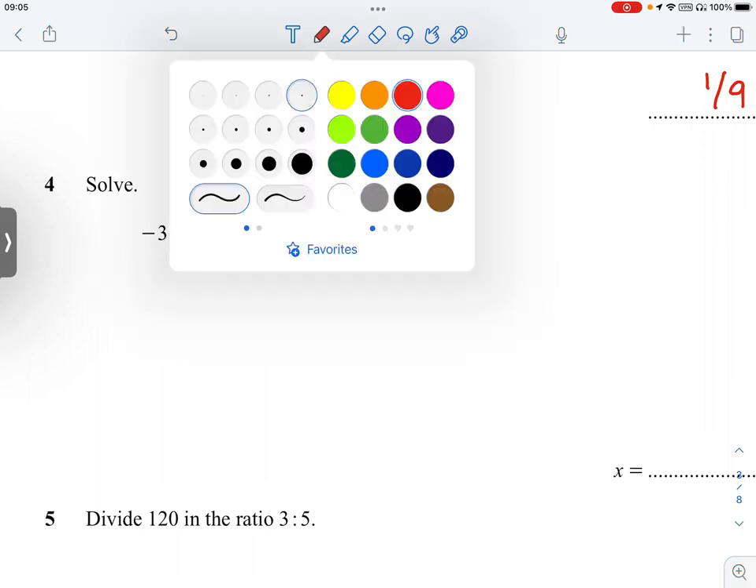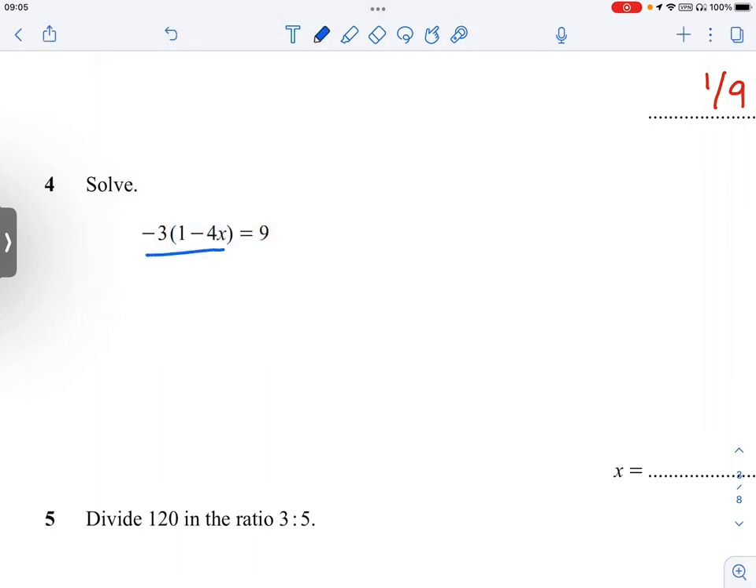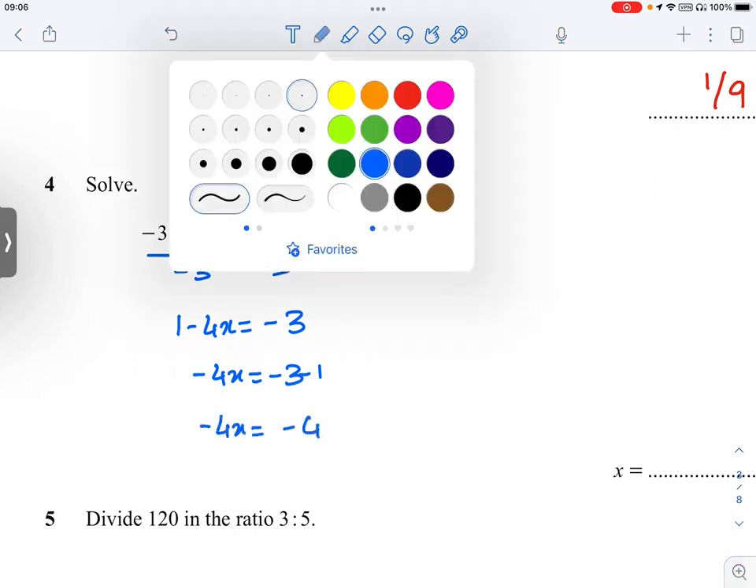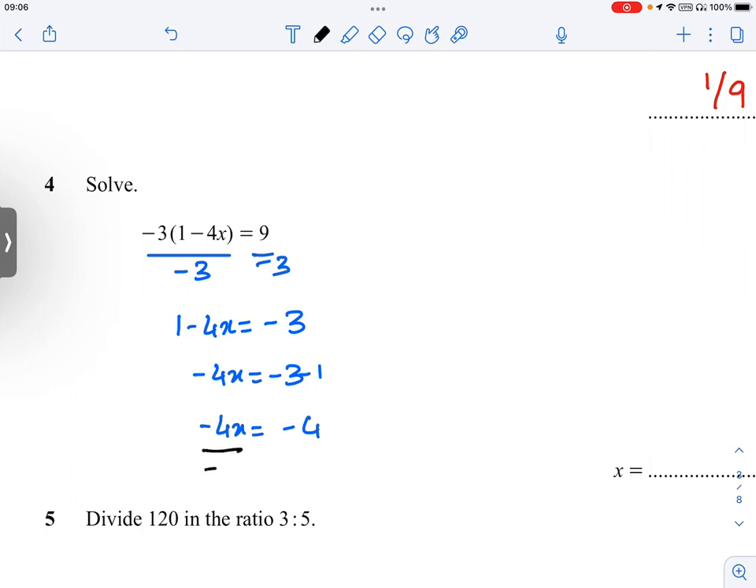Now for the next question, what we are going to do is divide by negative 3 on both sides. So 1 minus 4x equals 9 divided by negative 3, which is negative 3. Negative 4x equals negative 3 minus 1. Negative 4x equals negative 4. Divide by negative 4 on both sides. So x is going to be 1.